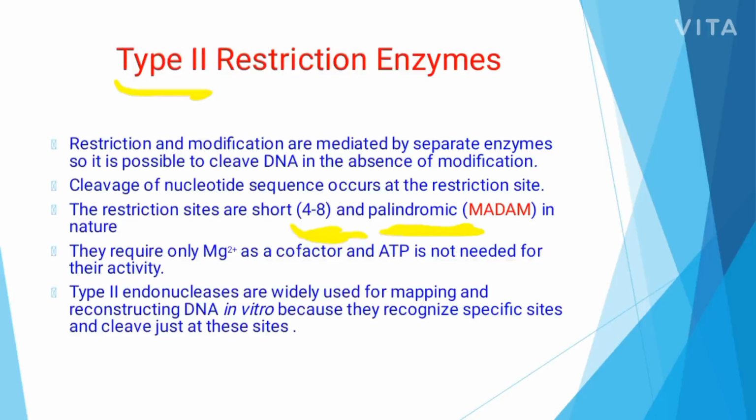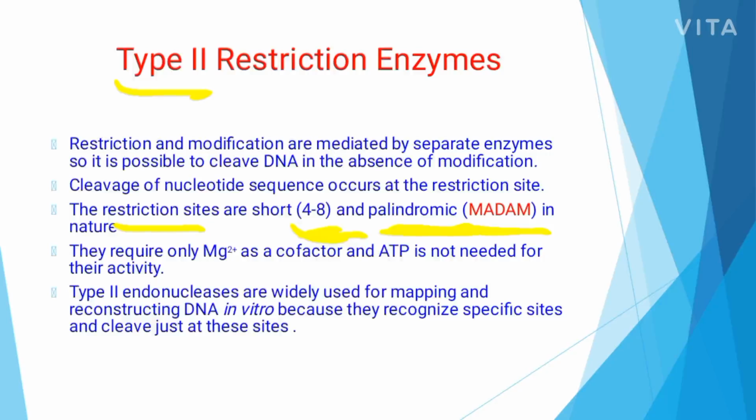Palindromic means if you read the sequence from left to right or from right to left, or from 5' end to 3' end or 3' to 5' end, they read the same. For example, Madam. So, if you read from left to right or right to left, it reads the same. Malayalam, Liril. These words are called palindromic words. So, the sequences present in the restriction sites are palindromic in nature.